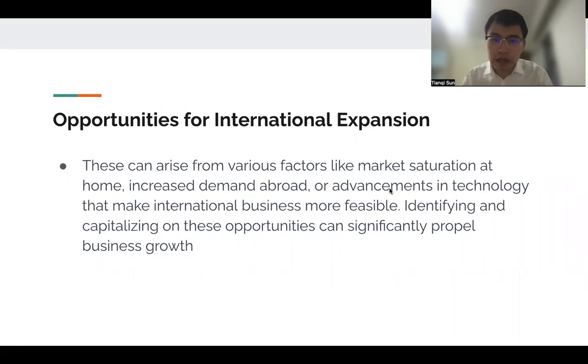And the opportunities for international expansion come from various factors. For example, the market situation at home, increased demand abroad, and advances in technology that make international business more feasible. Identifying and capitalizing on these opportunities can significantly propel your business growth.